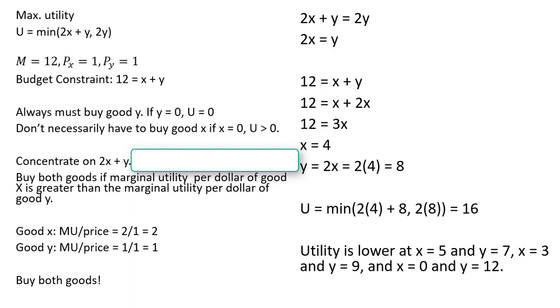Let's do another example. Same utility function, but this time let's change the prices a little bit. The price of good X is now $10 instead of $1. Our budget constraint will change to this. And once again, let's concentrate on the 2X plus Y part from this utility function, and the marginal utility divided by the price. 2 divided by now the price of X, which is 10, gives us a marginal utility per dollar of just 1/5. And for good Y, the marginal utility divided by the price is 1, which is higher.